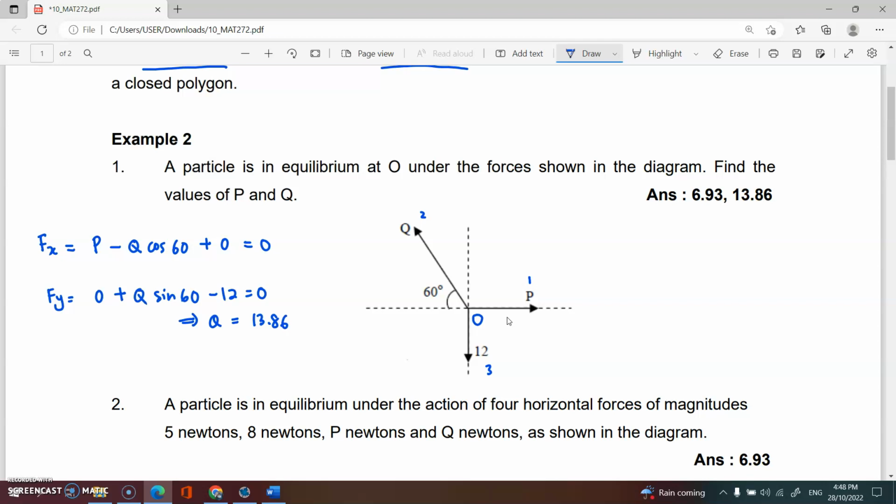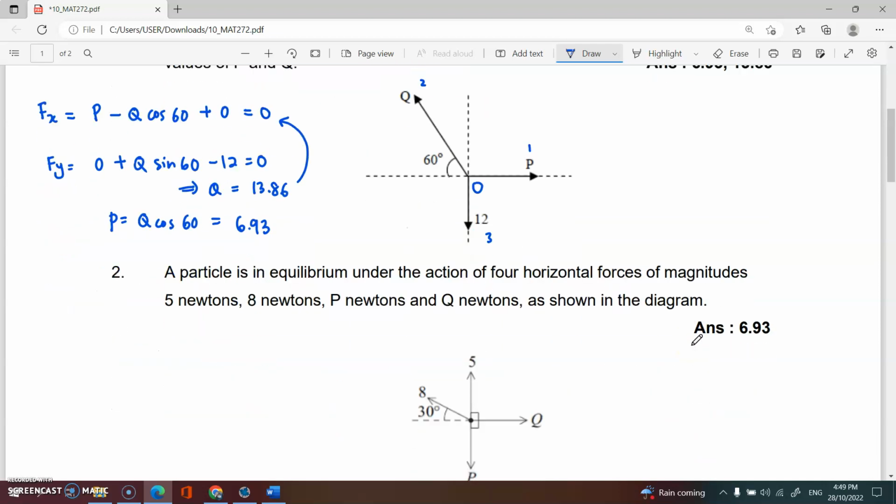And also, we can find P. So we substitute Q into the x component equation here. So we will get P is equal to Q cosine 60. So your answer is 6.93.